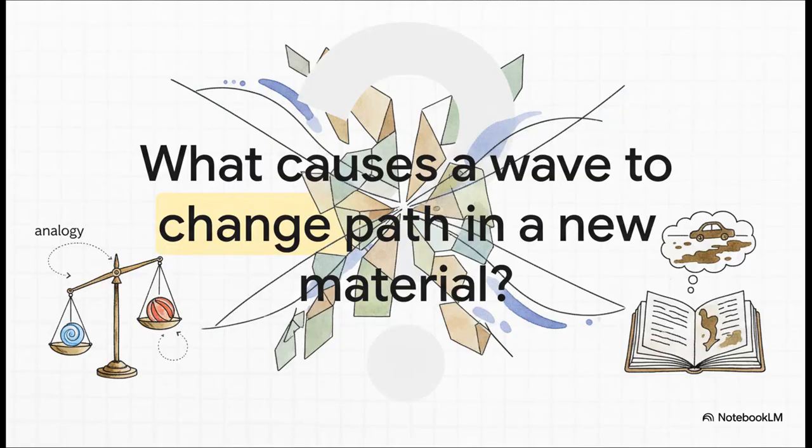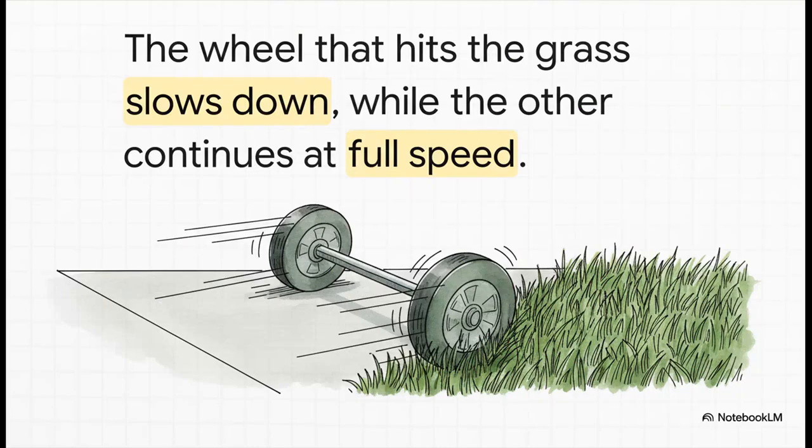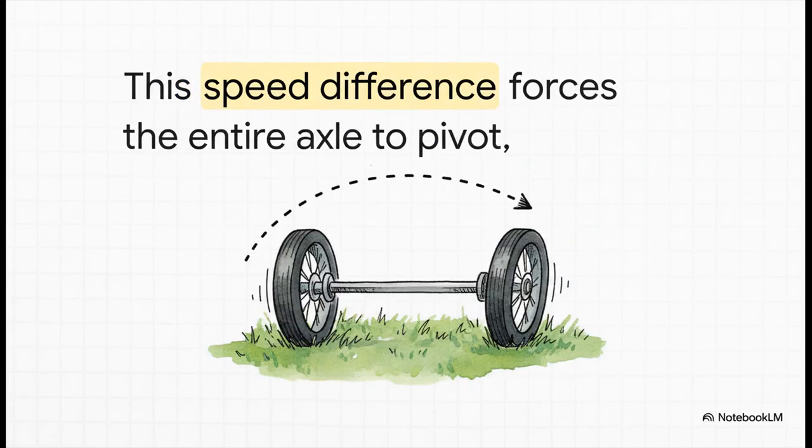But why does the wave's path change at all? Let's try a simple analogy to get it. Picture this, a set of wheels rolling from a smooth sidewalk right onto some thick grass. So that first wheel hits the grass and slows way down, while the other keeps its speed. That speed difference forces the whole axle to turn, changing its direction completely.